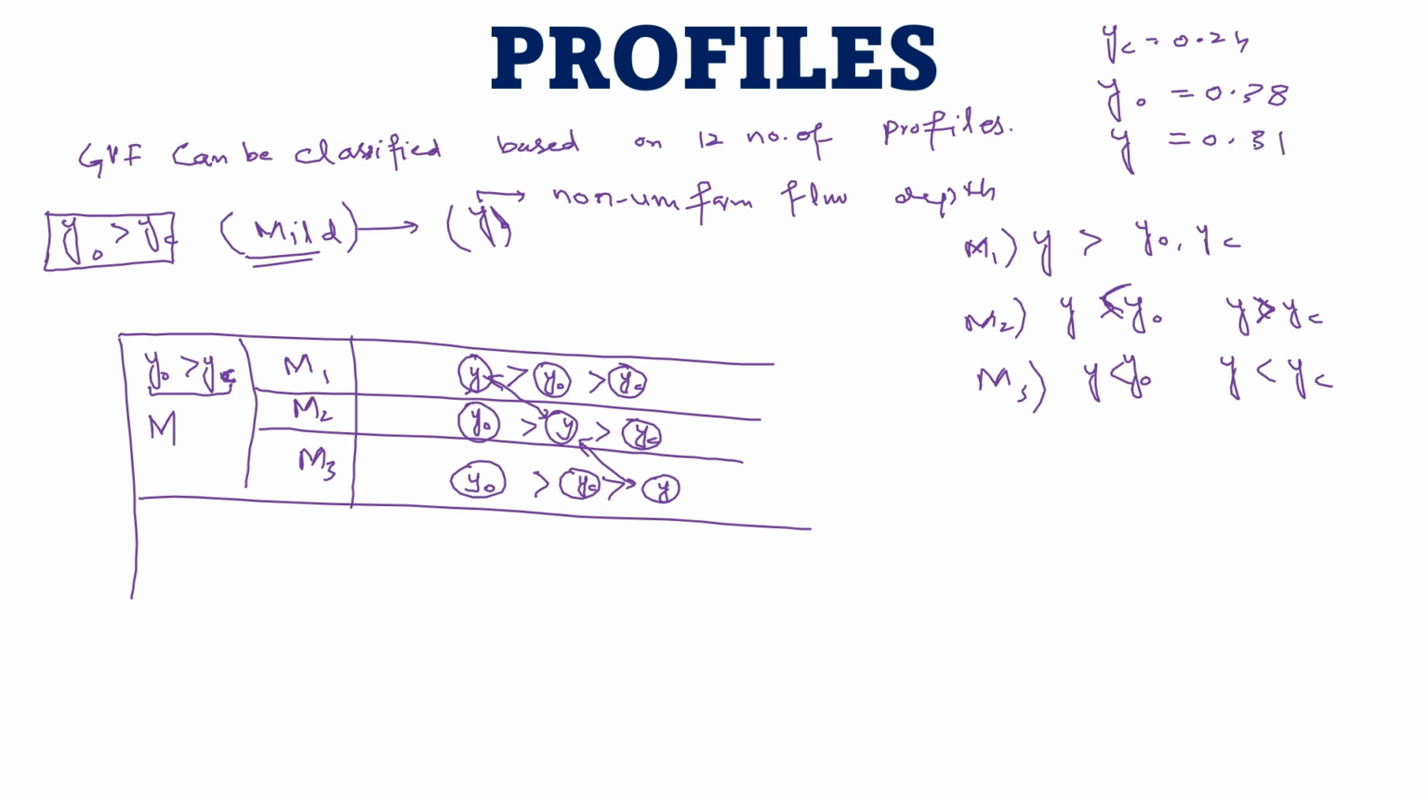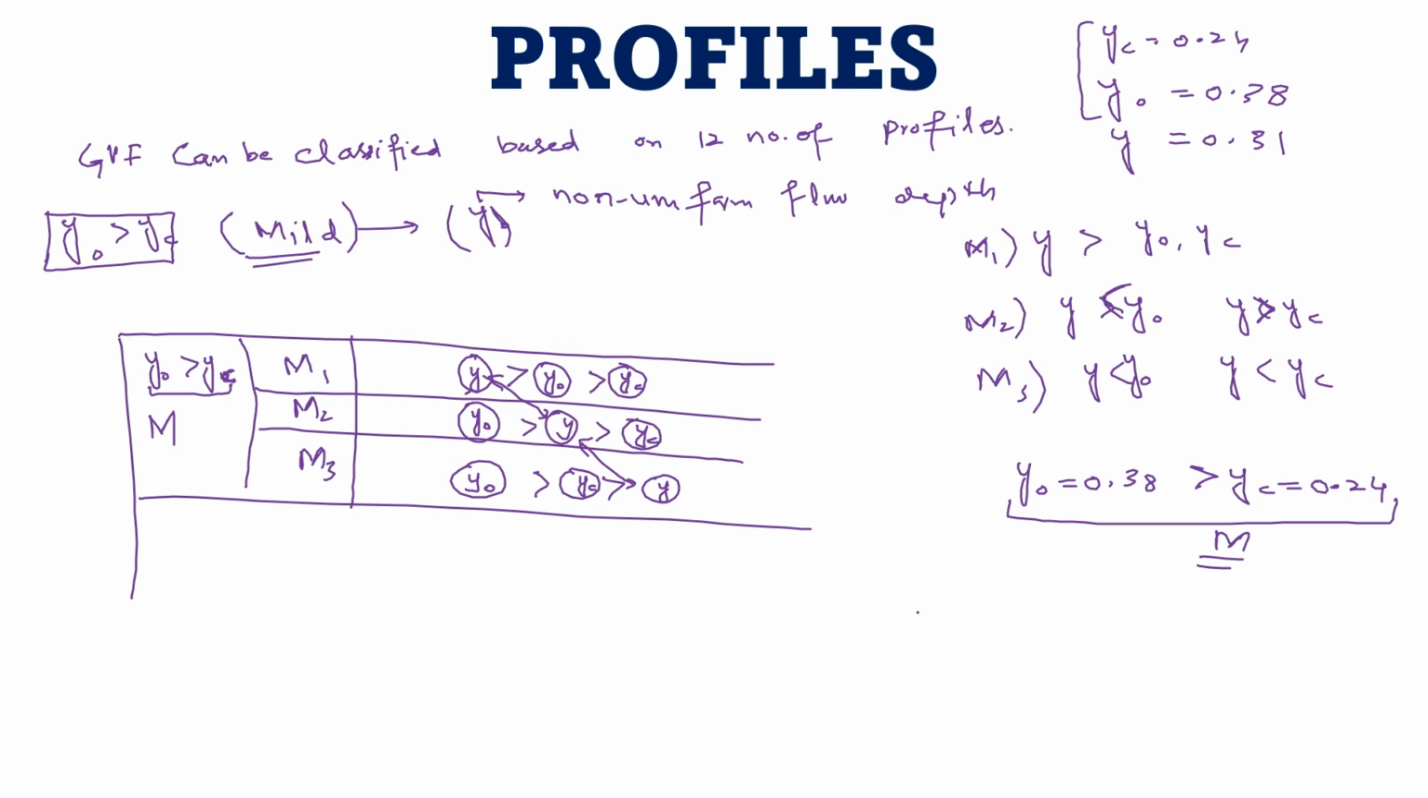So now we will compare. We will first find out the type of slope, that is, which main type of profile it is. We will simply compare YC and Y naught. Y naught is 0.38 and YC is 0.24. We'll simply say that Y naught, 0.38, is greater than YC, which is equal to 0.24. It means that Y naught is greater than YC. So we can simply say that the slope is mild.